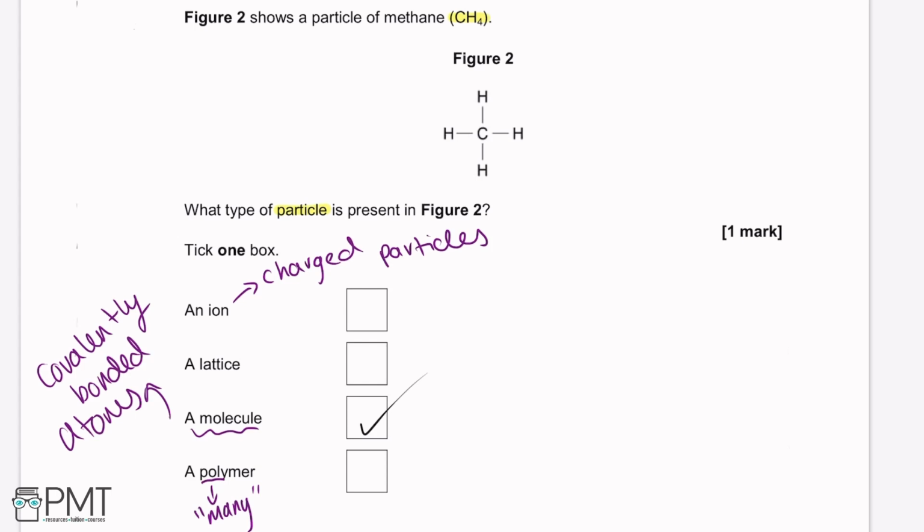And the reason for this is each of these bonds here is a covalent bond. Okay? Because it is a bond between 2 non-metals, right? Carbon is a non-metal, hydrogen is a non-metal. Therefore, we do have covalently bonded atoms. So that's why the answer to this question was a molecule.